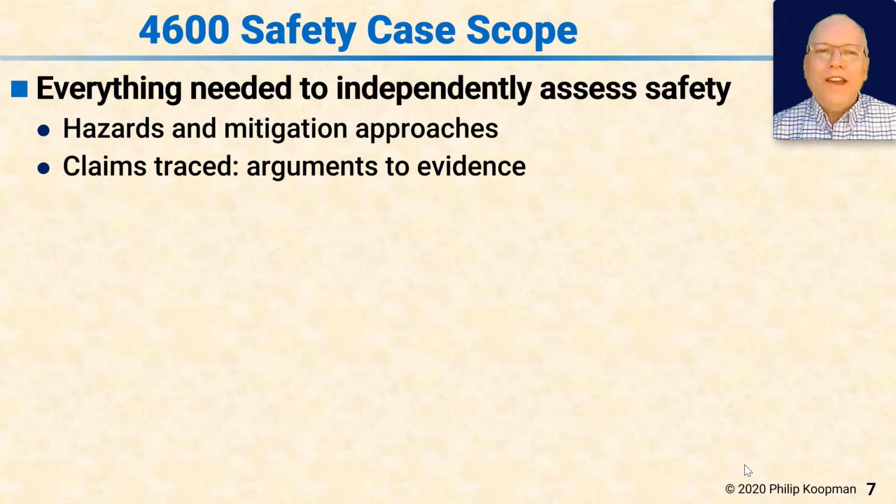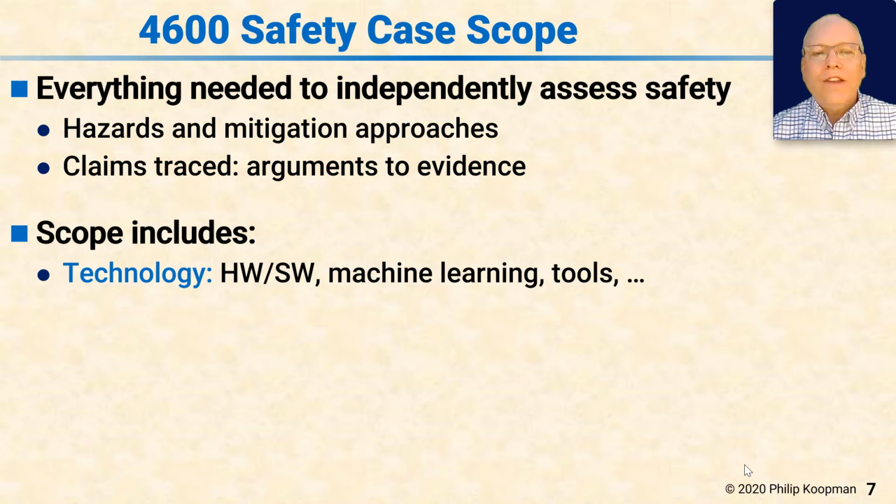The scope of the safety case in 4600 is everything needed to independently assess safety. So that means the safety case should have everything in it that you need to decide that, yep, sure enough, this system is safe. That includes the hazards, the mitigation approaches, and all the arguments traced to evidence. The scope includes technology, hardware, software, machine learning, tool chains, data sources.